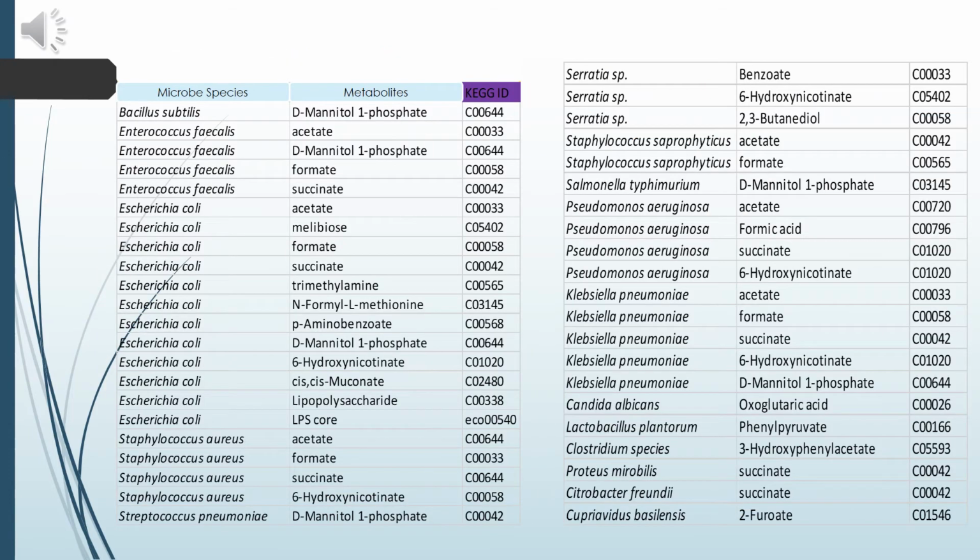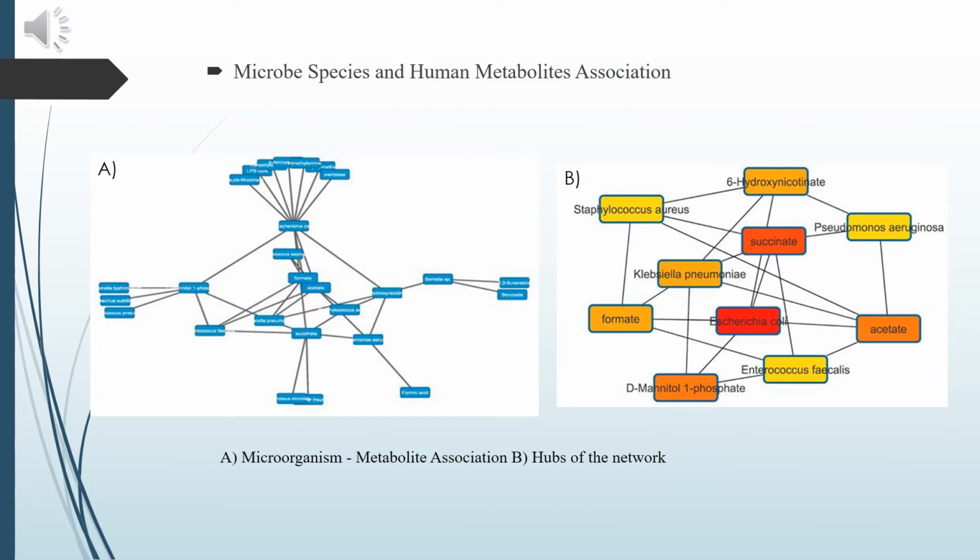In this slide, you can see the association of metabolites and microbe species, and also the KEGG IDs of the metabolites. Again, we did this using the databases that were given before. Here you can see the association of microorganisms and metabolites, and also the hubs of the association. We can see the metabolites succinate, acetate, and formate being the ones that are most interacting. We can also see some of the microbe species that have been interacting with the metabolites.